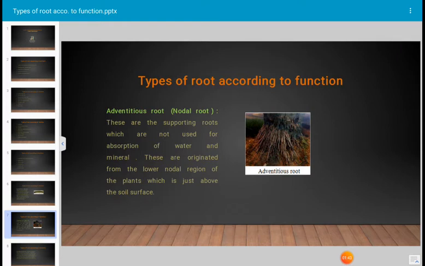Next, adventitious roots or nodal roots. These are the supporting roots which are not used for absorption of water and mineral. These are originated from the lower nodal region of the plant which is just above the soil surface.